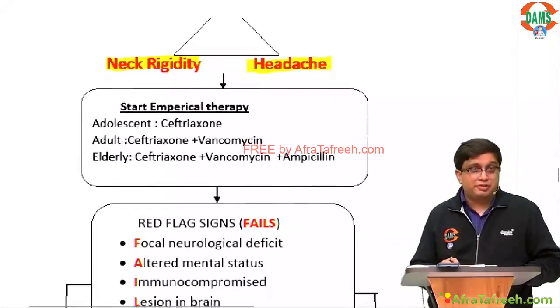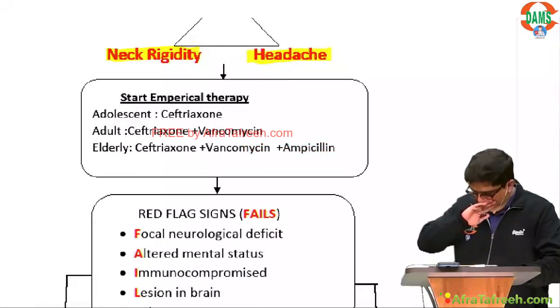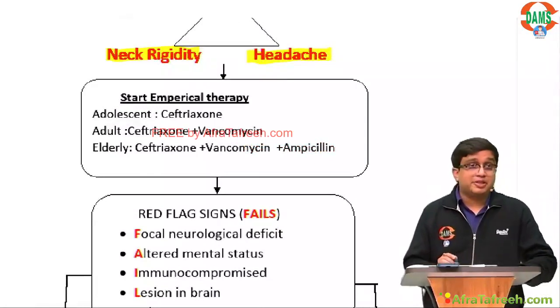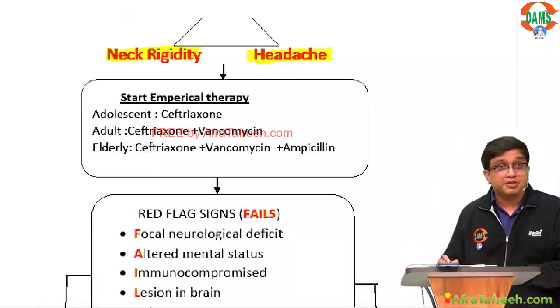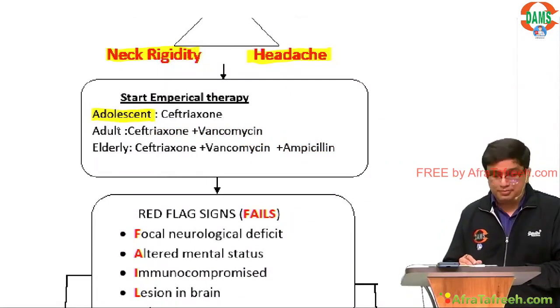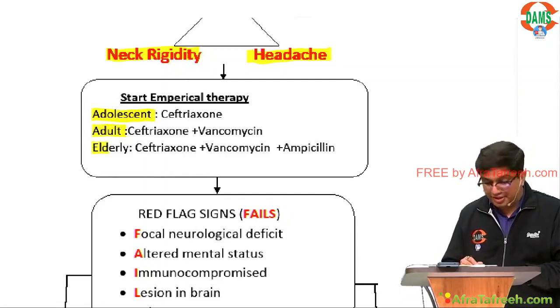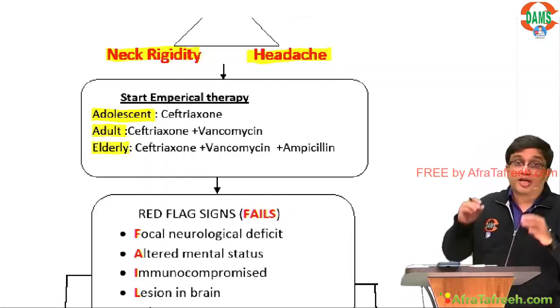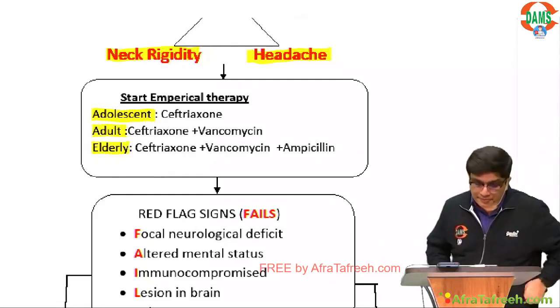Ideally, you start with empirical therapy depending on the age of the patient. If the patient is adolescent, you give them ceftriaxone. If he is an adult, give them ceftriaxone with vancomycin. If it is an elderly patient, give them ceftriaxone and vancomycin with ampicillin.